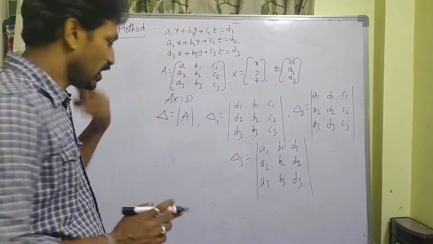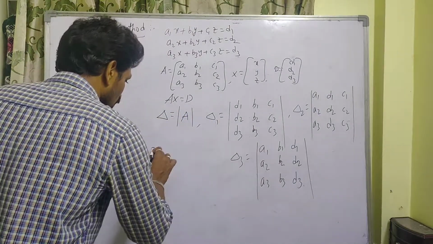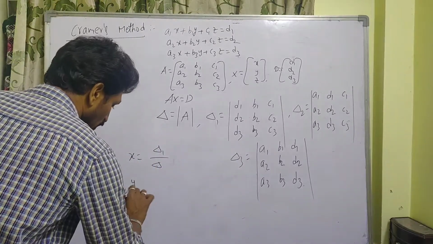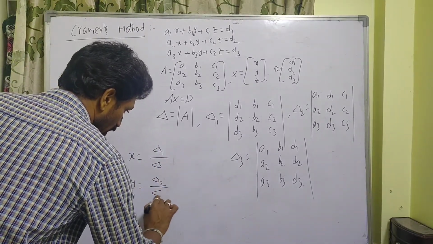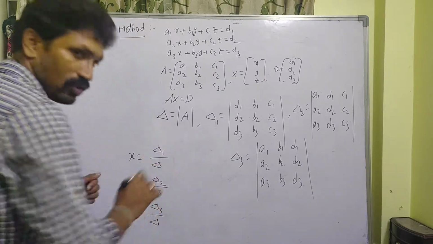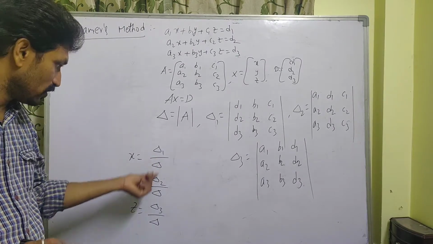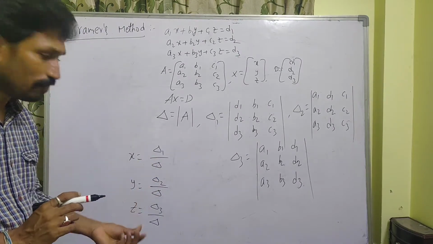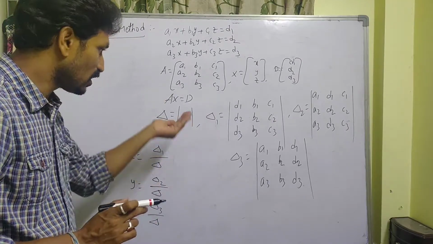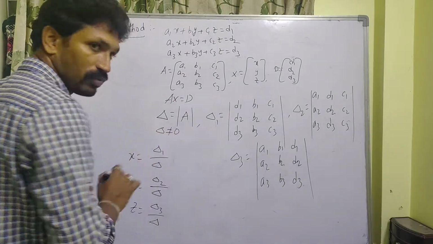Find out these determinants. And what he says, you have to find out the values of x, y, z. x is nothing but delta 1 by delta, y is nothing but delta 2 by delta, z is nothing but delta 3 by delta. Observe here, in all these x, y, z values, delta is in the denominator. This denominator should not be 0. So that means this Cramer's method is possible only when delta is not equal to 0.